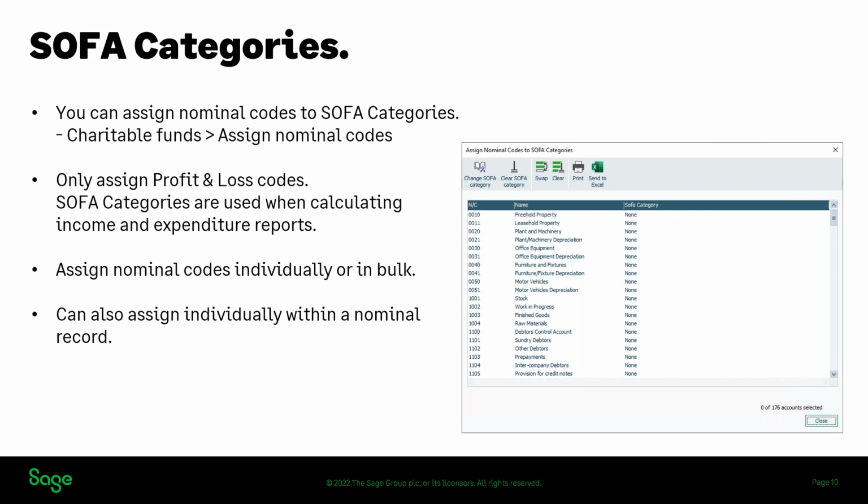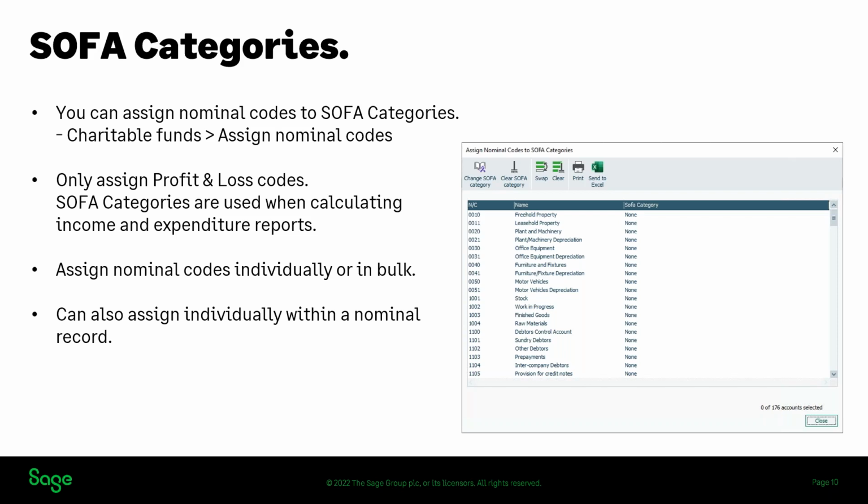The SOFA categories will be used when calculating your income and your expenditure for the various reports that you need to run. So profit and loss codes by default are 4,000 onwards. Again, you could refer back to your chart of accounts if you weren't sure about that. Often what we find is that people will try to assign balance sheet codes to SOFA categories. You shouldn't do that, just your profit and loss codes, if any.